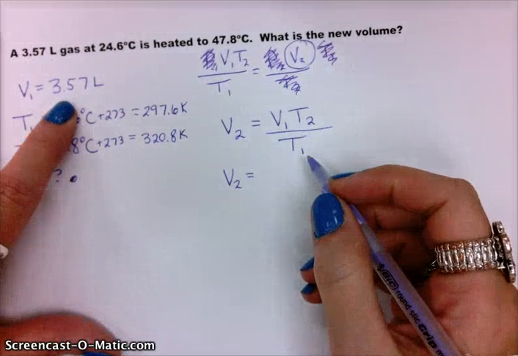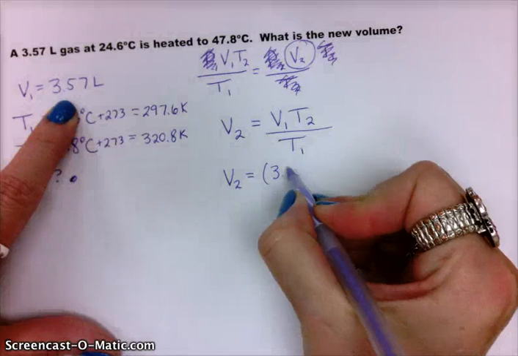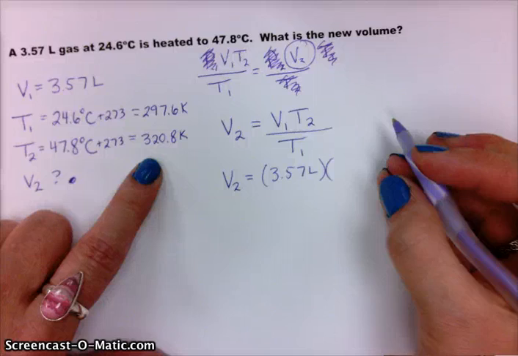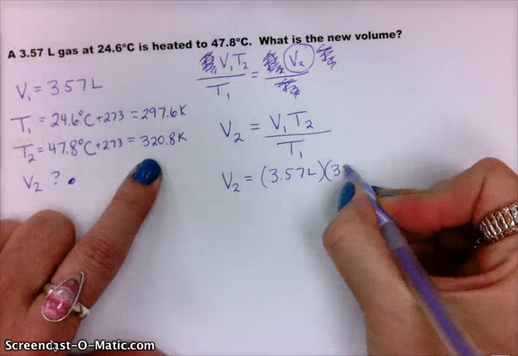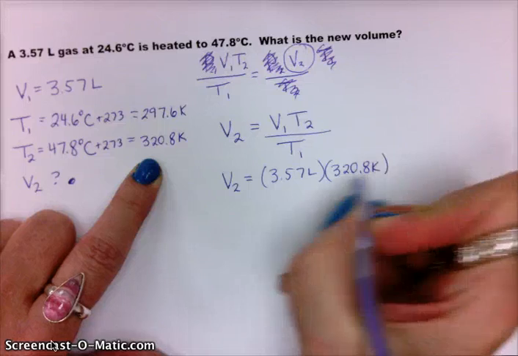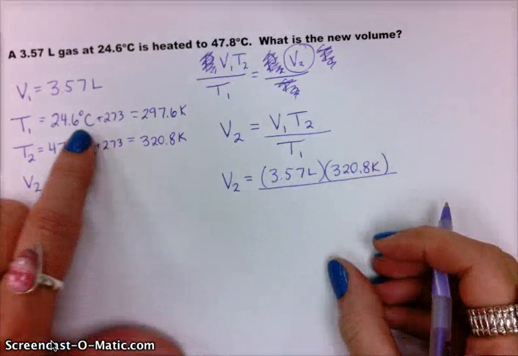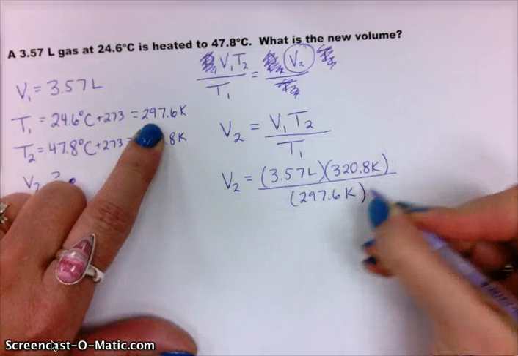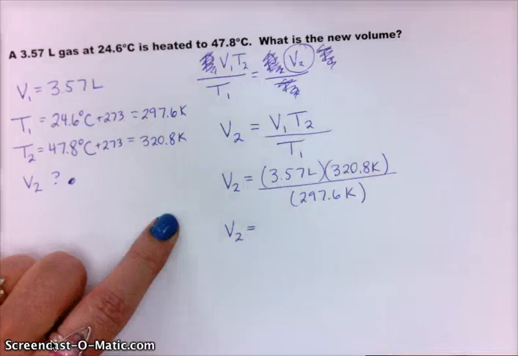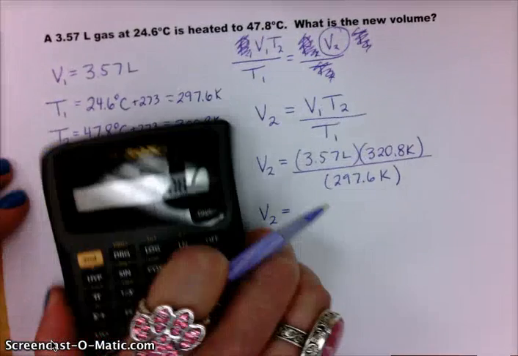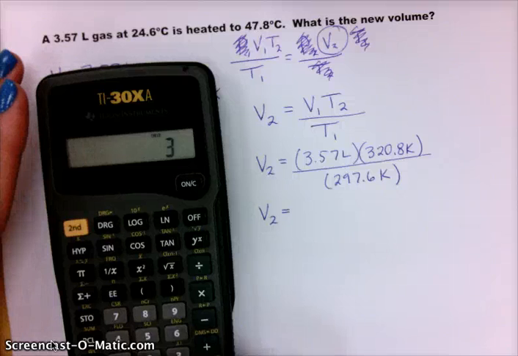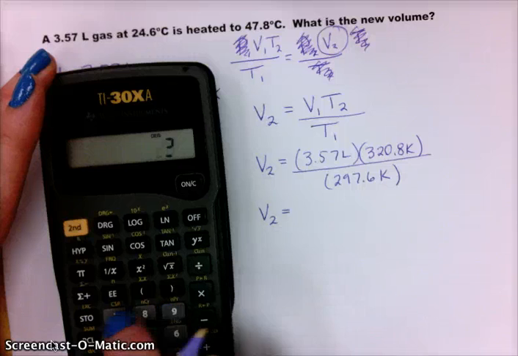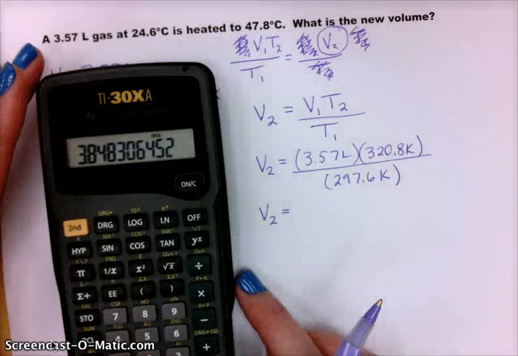V1 was 3.57 liters. T2 was 320.8 Kelvin. And this is divided by T1, which was 297.6 Kelvin. Now all we have to do is push this into our calculator. We have 3.57 times 320.8 divided by 297.6 equals, we have a very long number.